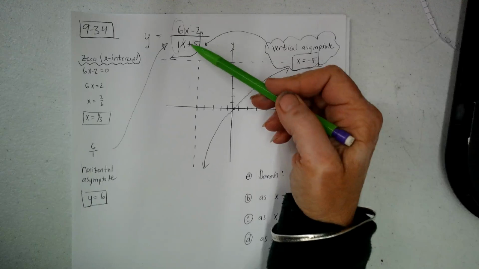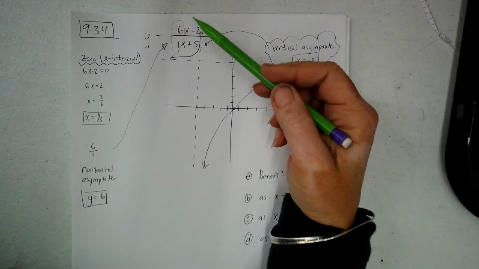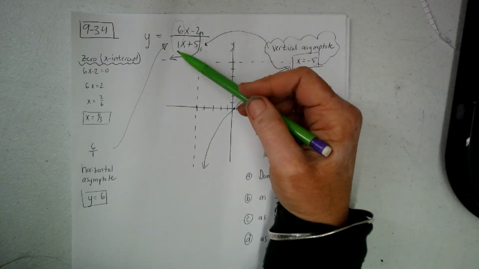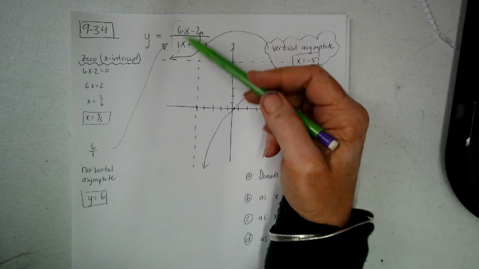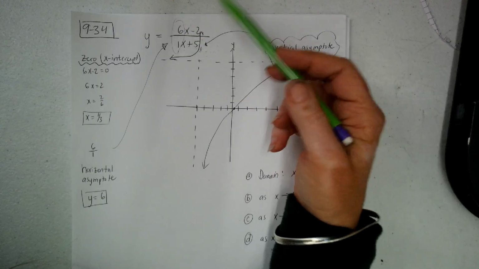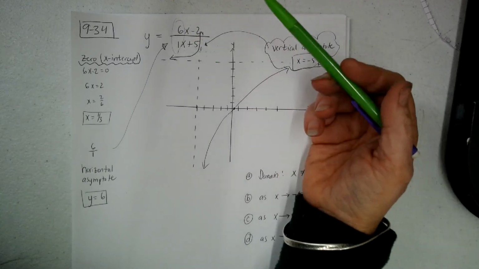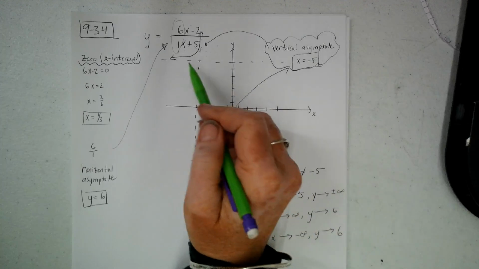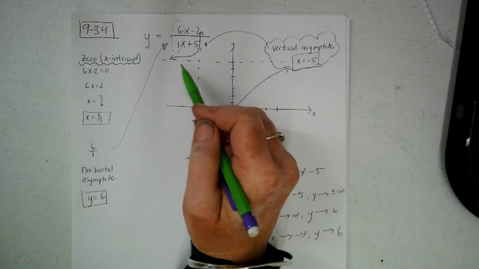And then I looked at it and I remembered something about rational functions. When the degree of the numerator and the degree of the denominator are the same, then there's a horizontal asymptote at whatever the ratio of the coefficients is. So 6 over 1, those are the lead coefficients. I'm counting by ones, so this is at 6.